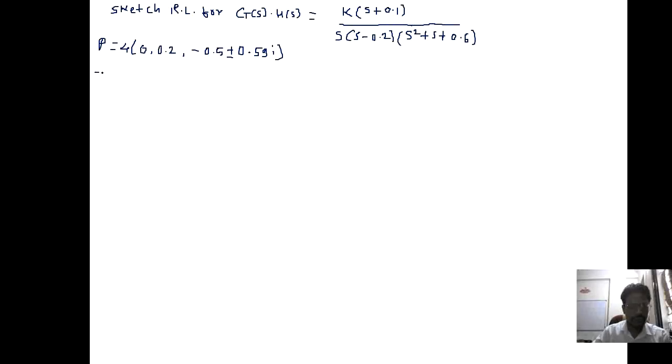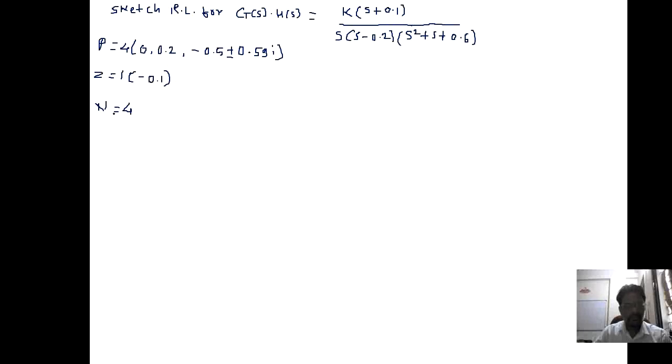And talking about zeros, we have 1 zero here and the value of zero is s plus 0.1 equal to 0, that means s equal to minus 0.1. So number of poles are 4 and number of zeros are 1. So number of root locus branches will be the bigger number among poles and zeros. So 4 is bigger, so number of root locus branches will be 4.